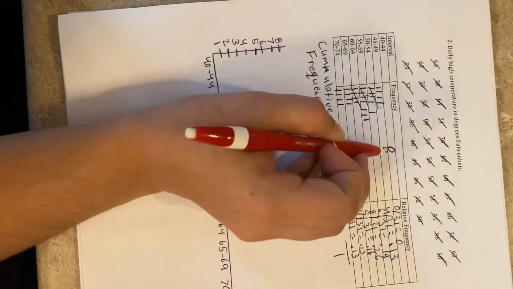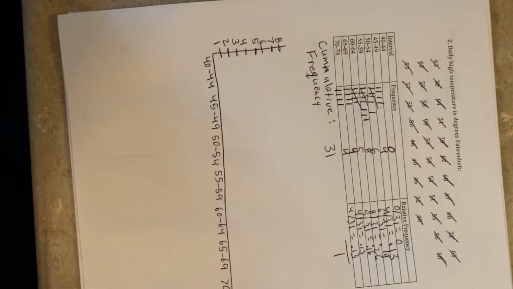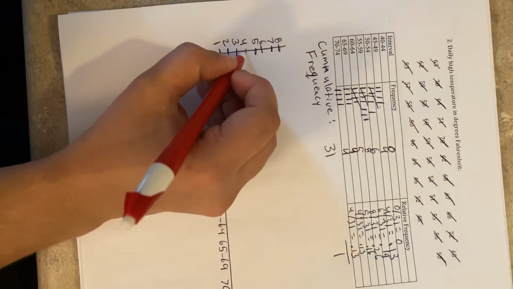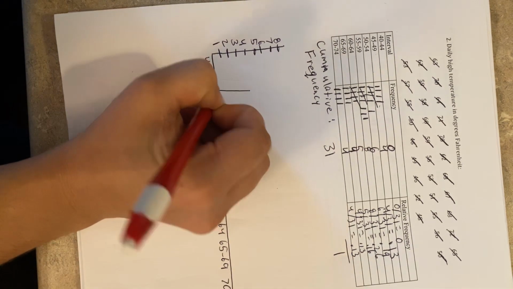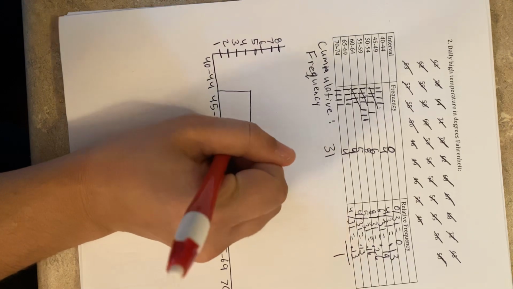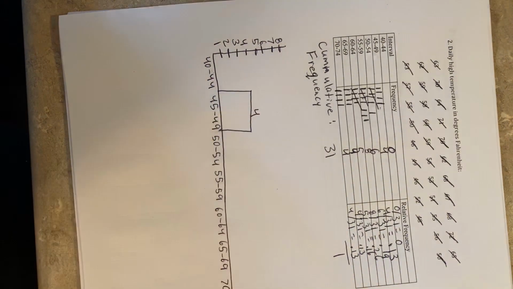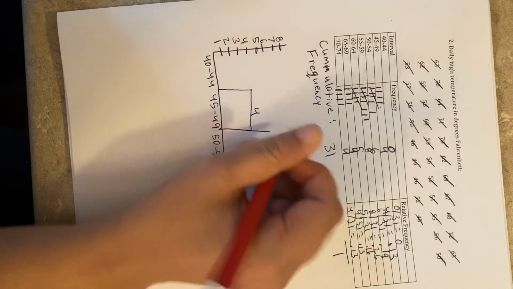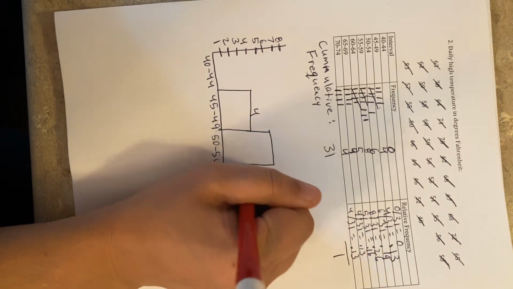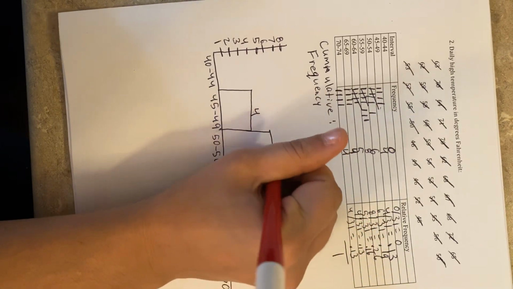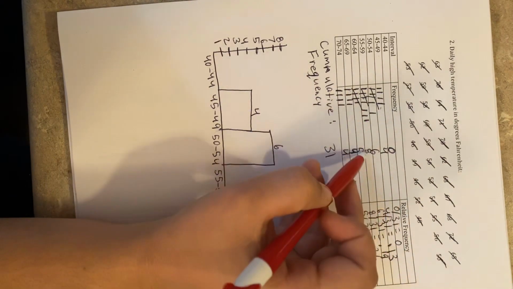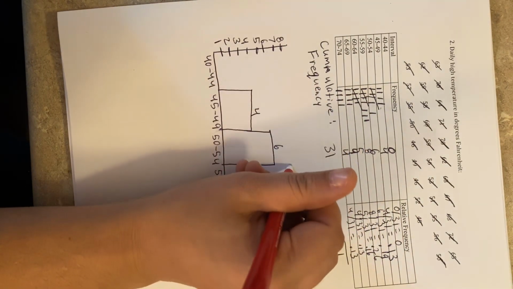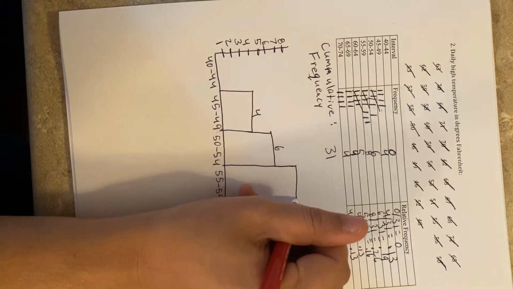All right, so between 40 and 44, we were at 0, so there's no bar that goes there. Between 45 and 49, we have 4, so I'm going to go up to where 4 is and create my little histogram bar there. Between 50 and 54, I had 6, so I'm going to go up to 6. And then 55 to 59, I had 8, so we go all the way up to the top there.